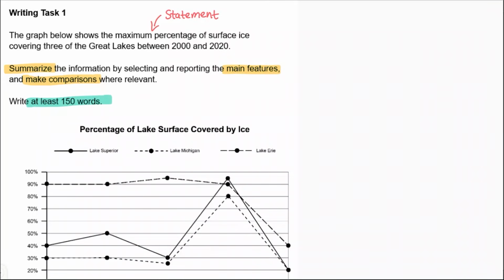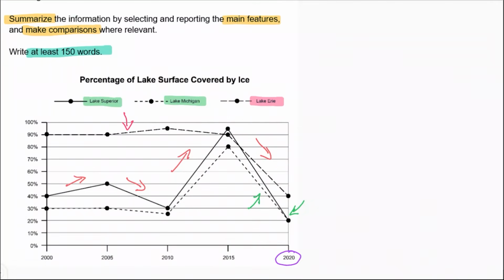Let's begin by looking at the general trends. As you can see, the data goes up and down a lot. Try to find about 2 main points that you can write about. In this case, you can notice that 2 of the lines are very similar, but the one for Lake Erie is different. The second point you can see is that all the lines drop in 2020. Those are the 2 main points we will write about. Now we can start writing.